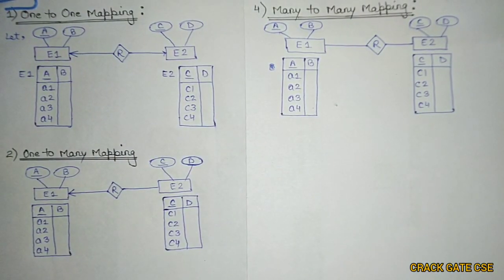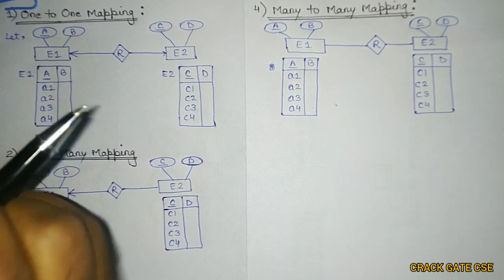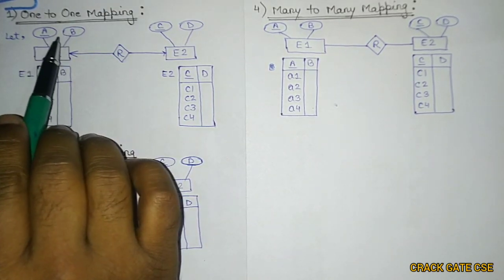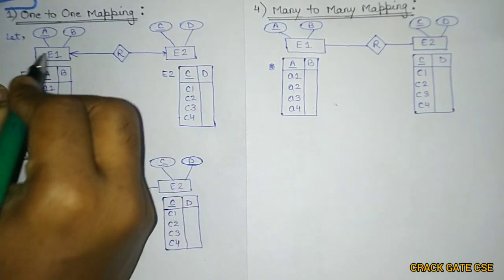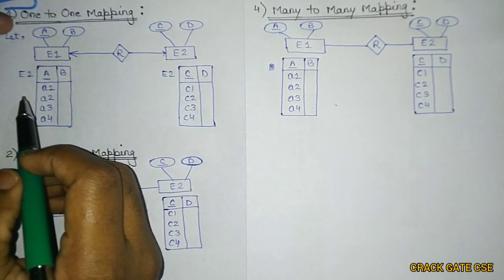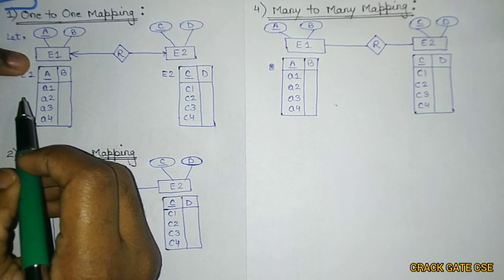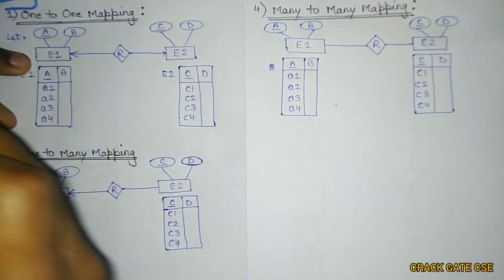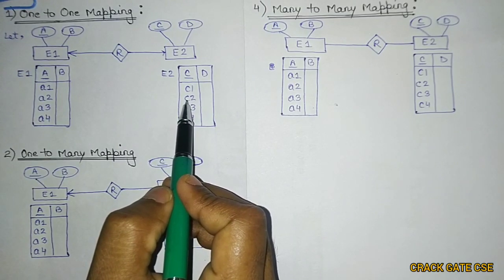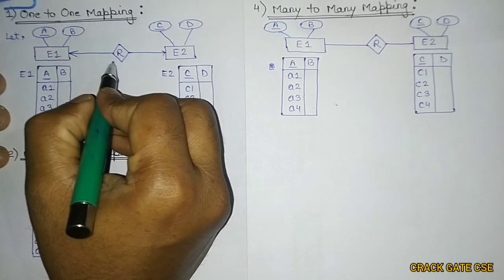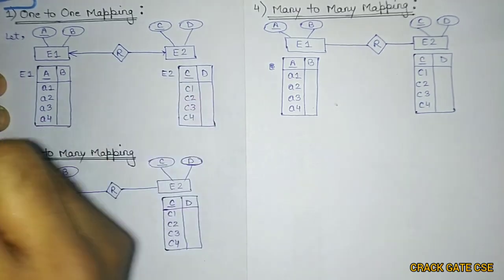So here I took these examples. First, let's talk about the one-to-one mapping. What is the meaning of one-to-one mapping? One-to-one mapping says that each record of the E1 table will be relating with each record of the E2 table, right? So this is the relationship set. This is E1, this is E2.